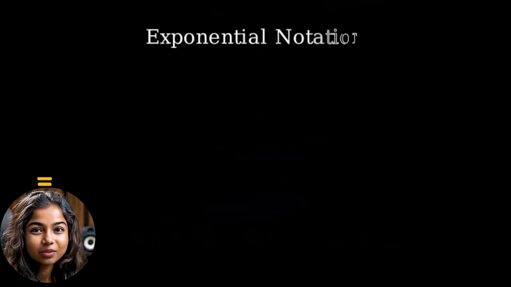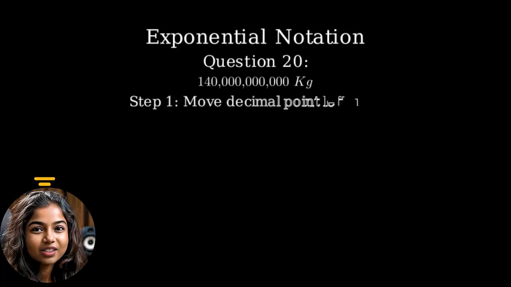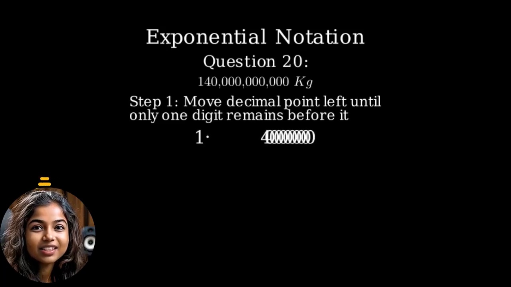Welcome! Today we'll learn how to express very large numbers in exponential form. Let's solve question 20. Express 140 billion kilograms, or 140 billion kg, in exponential form. To convert a number to exponential form, we need to move the decimal point to the left until we have just one digit before it. Let's count how many places we need to move the decimal point.